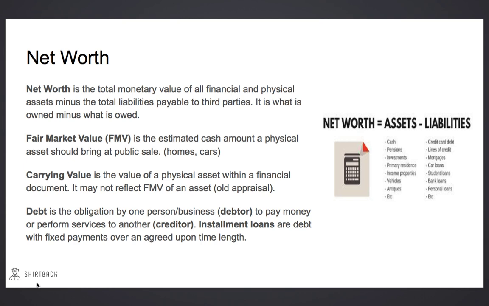Fair market value is commonly abbreviated FMV. Fair market value is the estimated cash we can expect if a physical asset is sold to the public. We use fair market values commonly with homes and cars.